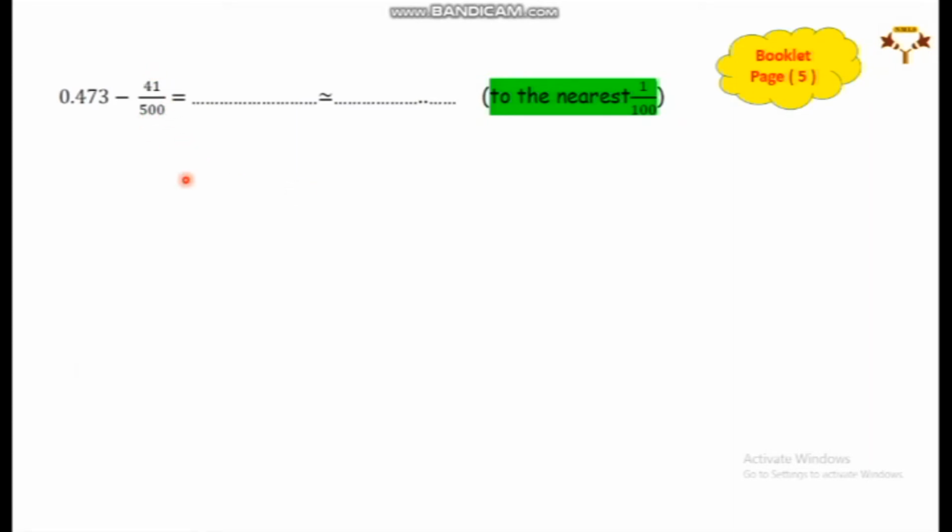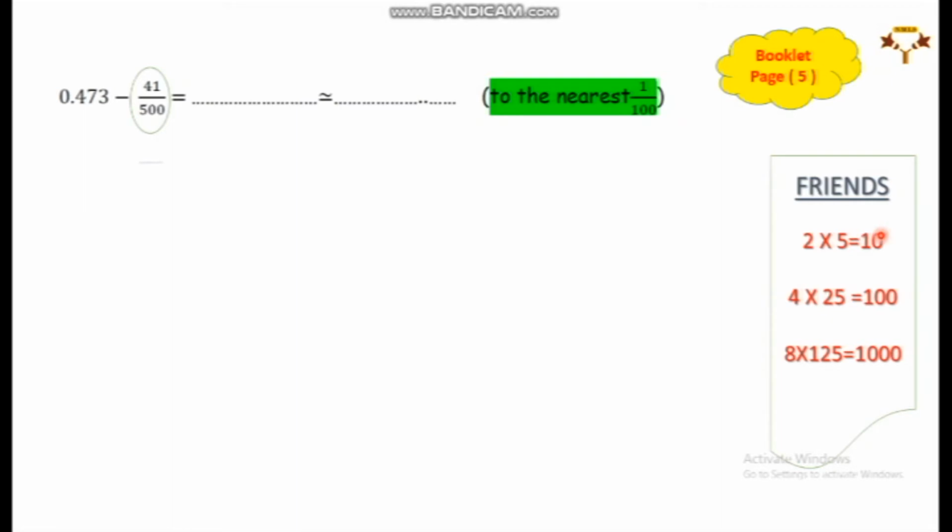Here you have a problem, which is the 41 over 500. So when you add or subtract decimals, you have to make sure that the two numbers are decimals. So what will you do now? You have to change this into a decimal. How can I do this? You can do this by searching for the friends, you remember? The friend of 2 is 5 to give 10, the friend of 4 is 25 to give 100, and the friend of 8 is 125 to give 1000. And here I have 500, whose friend is 2, since 5 and 2 give 10.